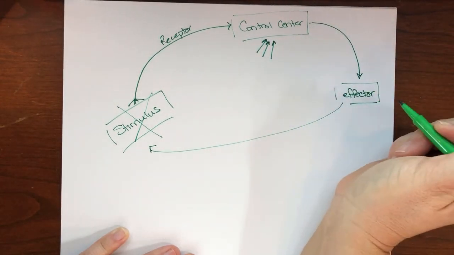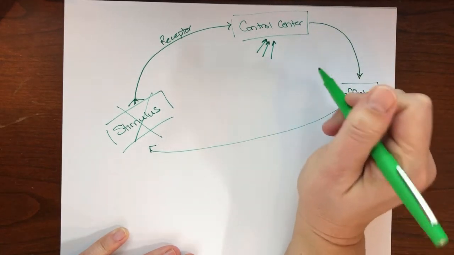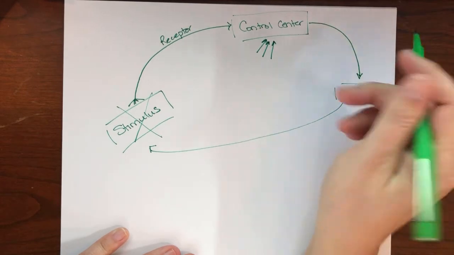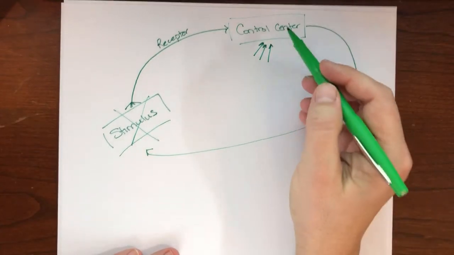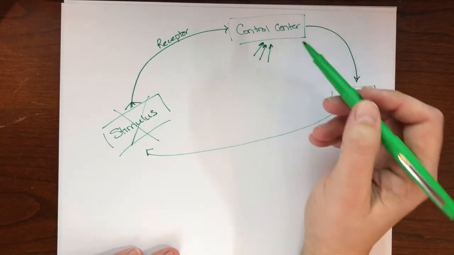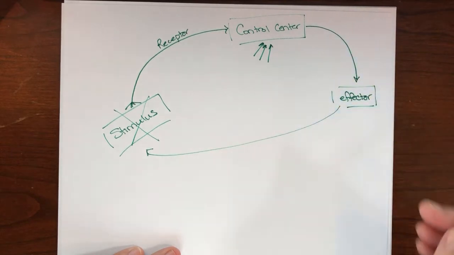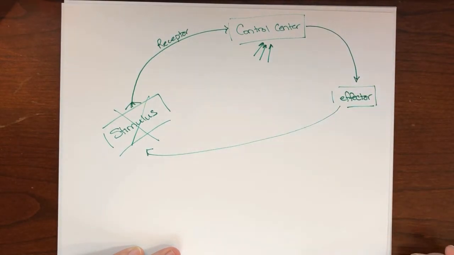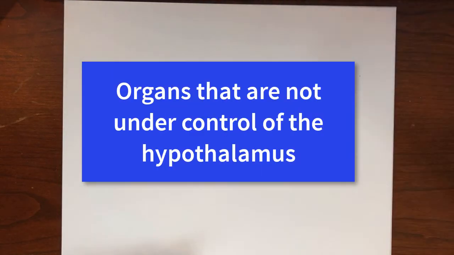And a lot of the time, people think of the control center as being the brain. But when we're talking about the endocrine system, there are some instances when the control center isn't the brain at all. It's actually one of the endocrine organs we just talked about. A lot of the time, this control center is going to be the hypothalamus. However, there are a few instances where the endocrine organ is one of the other organs throughout the body. And to finish this video, I'm going to be talking about those organs that are not involved in hypothalamus control.